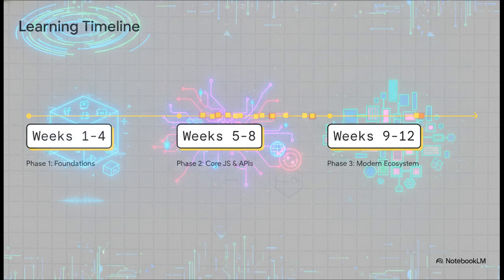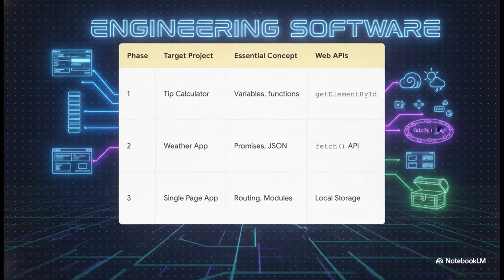You spend the first 4 weeks strictly on foundations: variables, loops, basic DOM stuff. Weeks 5 to 8, you transition into arrays, APIs, and the event loop. And weeks 9 to 12 are where you integrate modern ES modules, build tooling, and eventually jump into full frameworks like React.